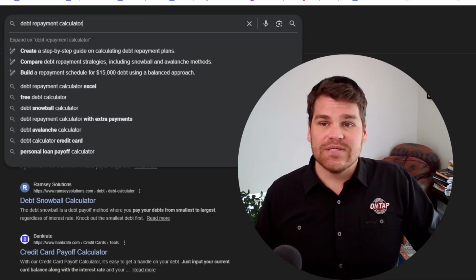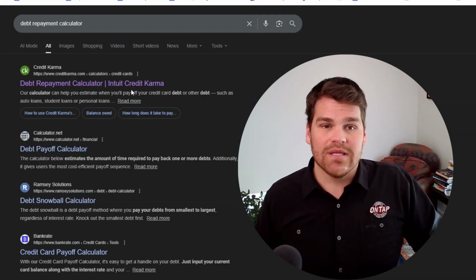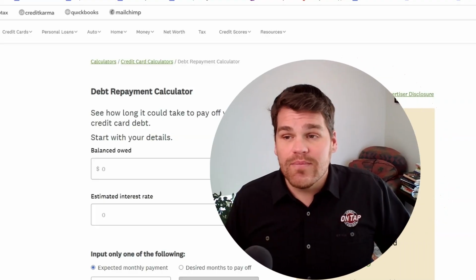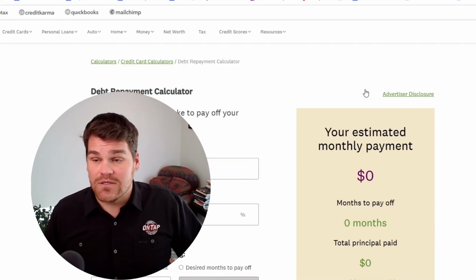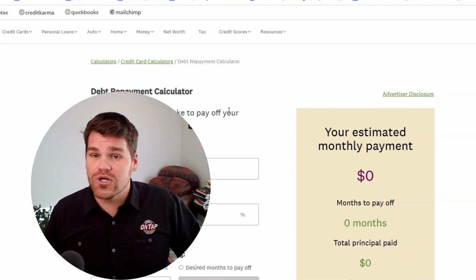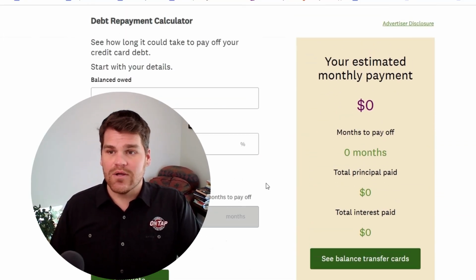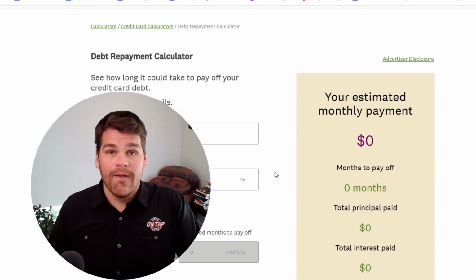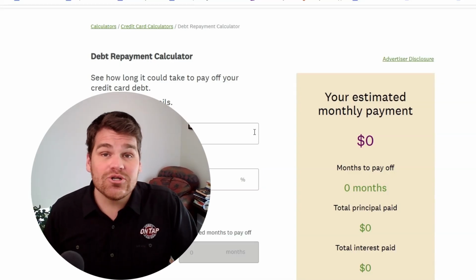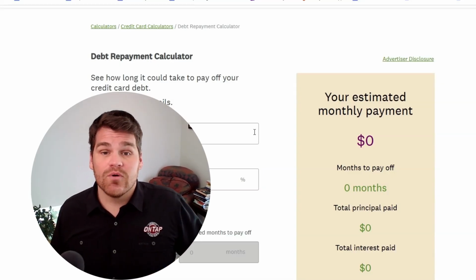So first steps first, we're going to go to Google and simply search for a debt repayment calculator. We can pull up the first one available. It will probably have some advertisements associated with it. And in fact, right here, we do see an advertiser disclosure. However, this looks like a great calculator overall. And as you'll see, this will allow us to start making some major headway in terms of being able to figure out, what does this actually mean for the amount that I'm going to be paying?